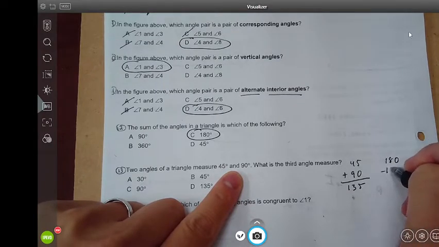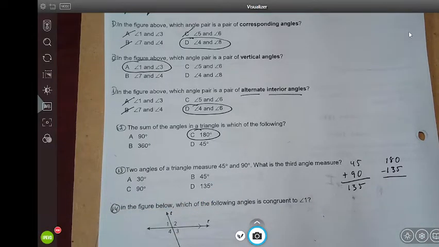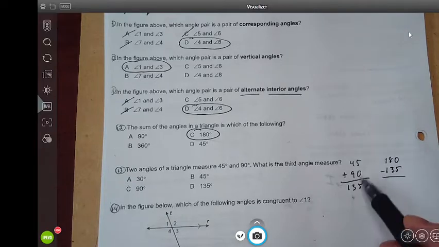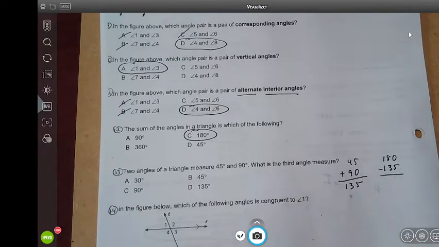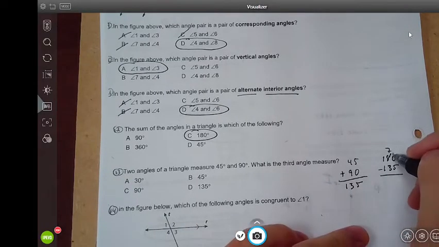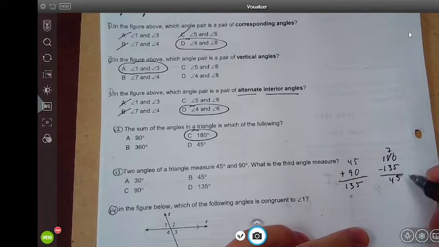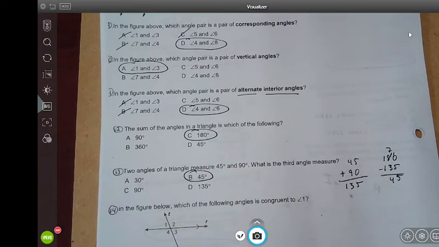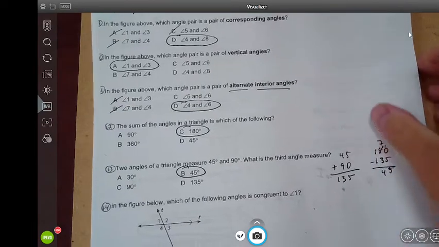So the last remaining angle, to find that last angle, we have to subtract those two angles, 135, from 180. And if I do that, I get 45 degrees. Okay. All right, number 14.